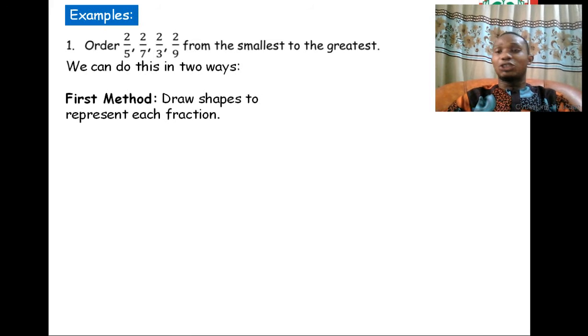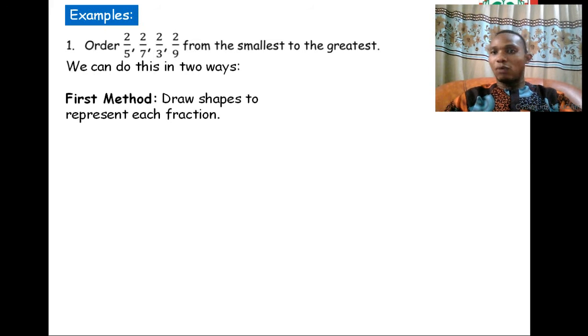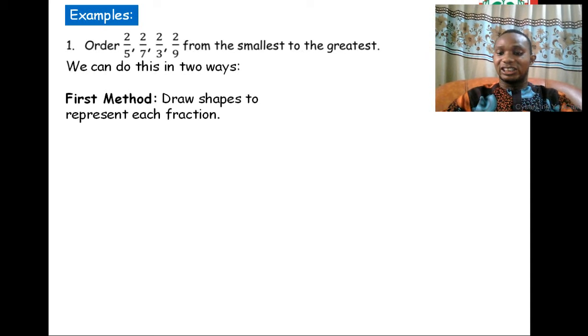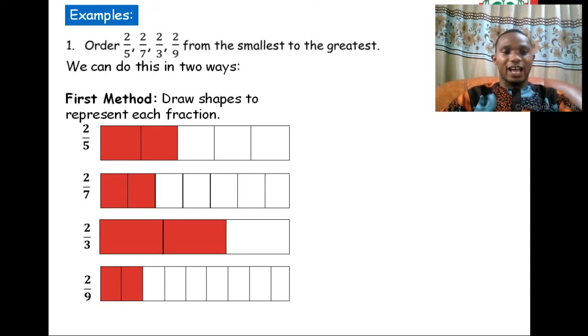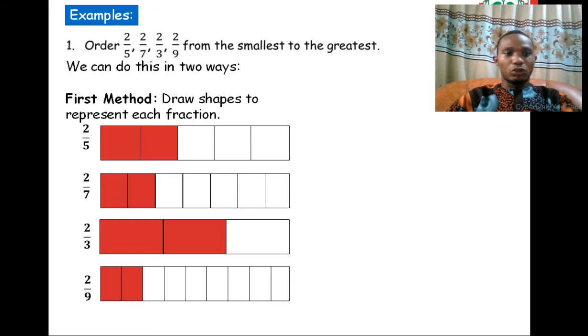The first method is to draw shapes to represent each fraction. It can be a rectangle, a square, whatever kind of shape you would want to draw. The first one, 2 over 5: the rectangle is divided into 5 places and 2 sides shaded. The second one, 2 over 7, 2 sides shaded. The third one, 2 over 3, 2 sides shaded. And the last one, 2 over 9, 2 sides shaded.